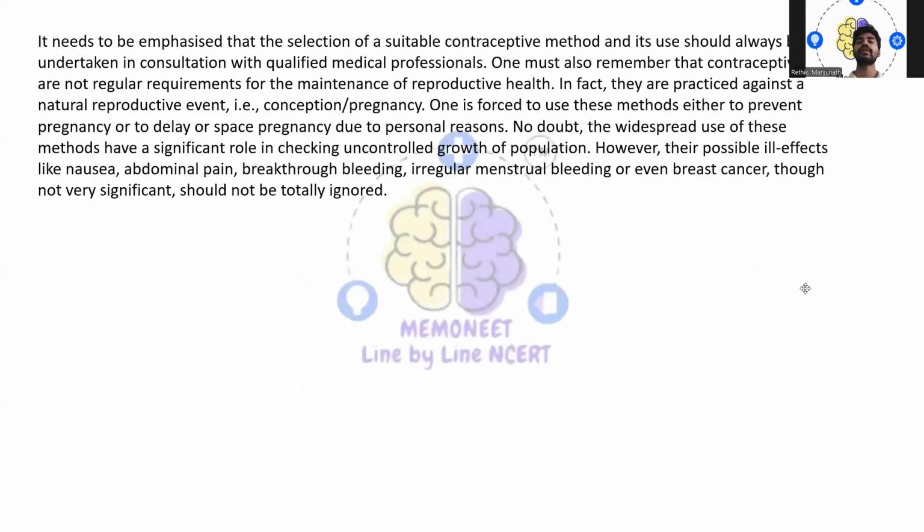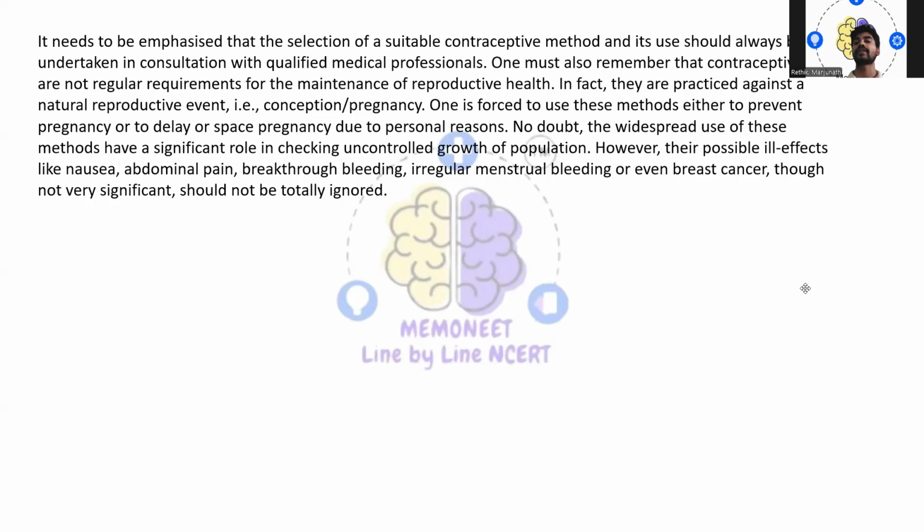So one thing we need to understand is that we need to select a suitable contraceptive method. We cannot randomly pick some contraceptive. We should consult a qualified medical professional, like a doctor or a well-practiced nurse, regarding what kind of contraceptive is best suited and best to use. This is one thing. And one most important thing is that contraceptives are not regularly required to maintain proper reproductive health. This is another very important fact.